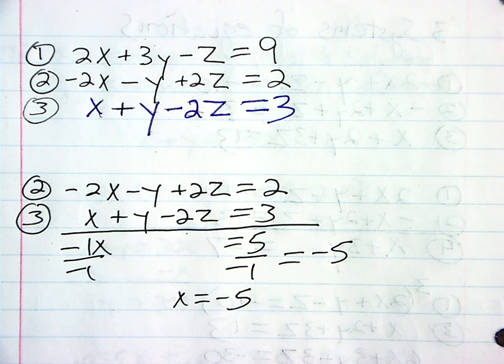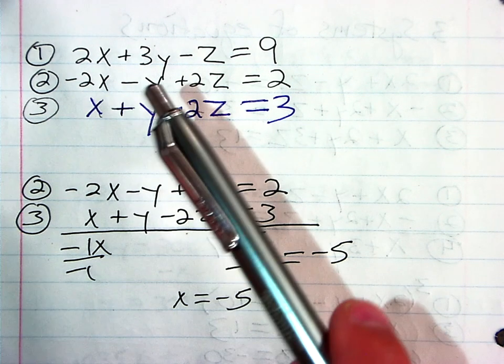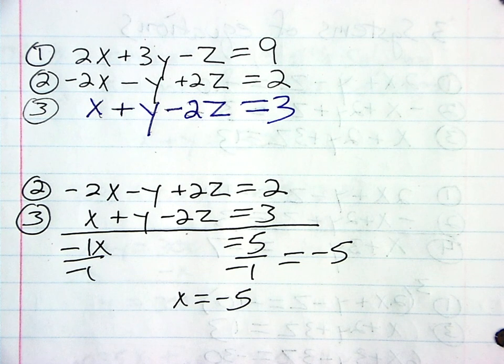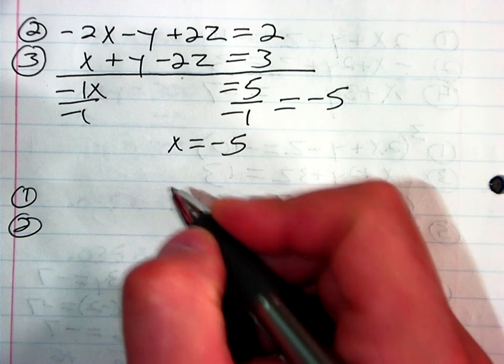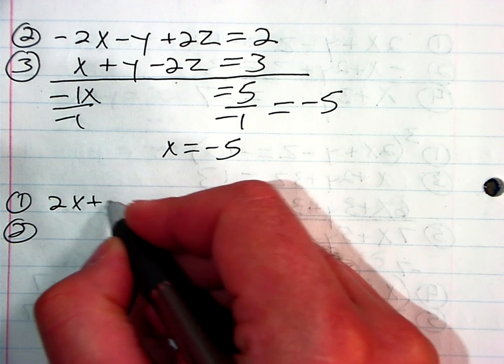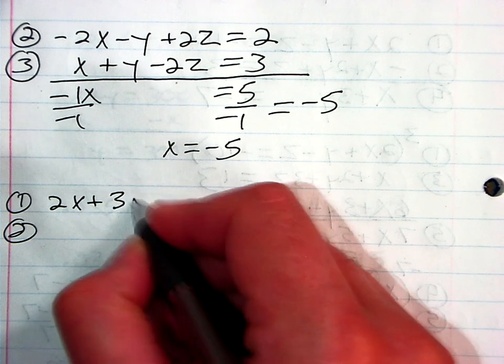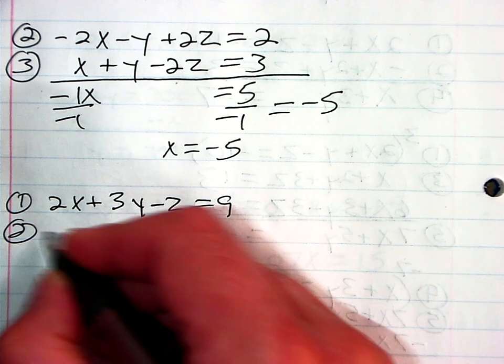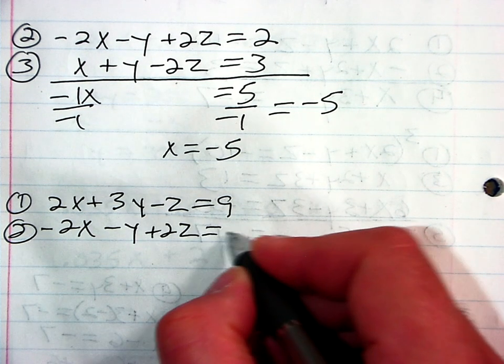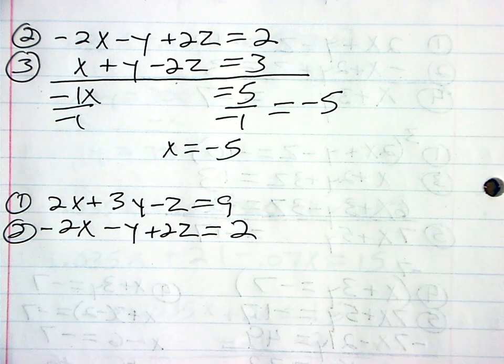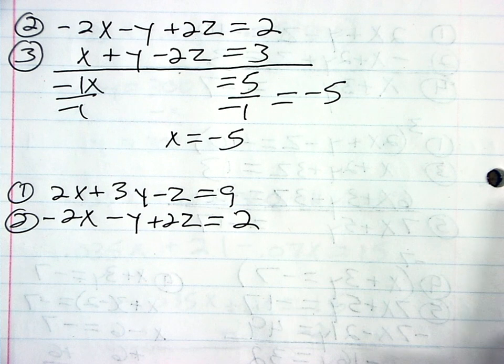That was pretty serendipitous that it came out to get rid of two of them. So now what we have to do is get rid of a y or a z. So which one should we do next? Okay. So what ones do you want to do? 1 and 2? All right, 1 and 2 it is. Z is a variable. We don't know what it is.